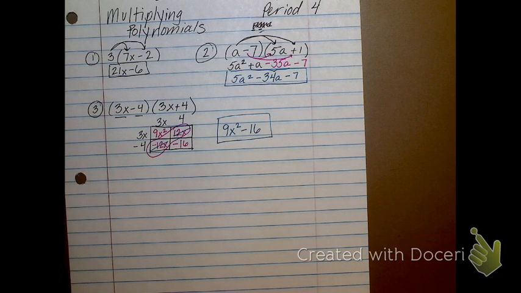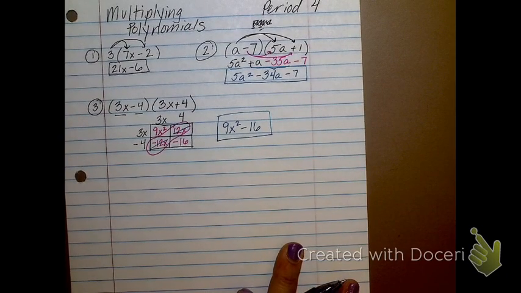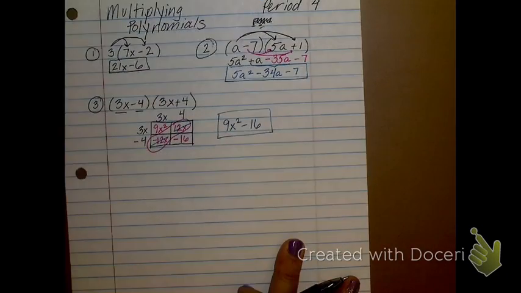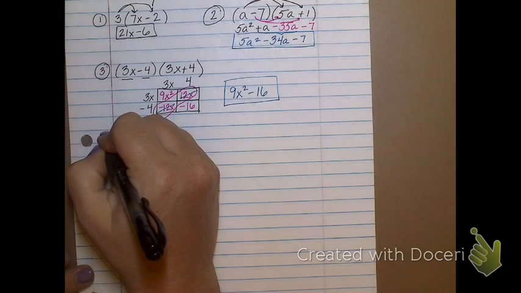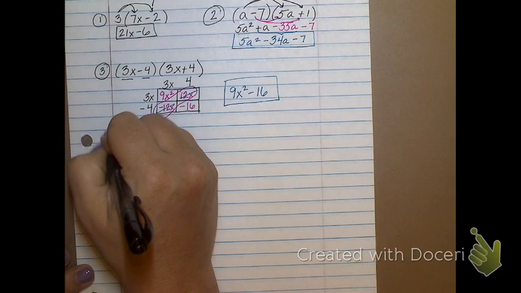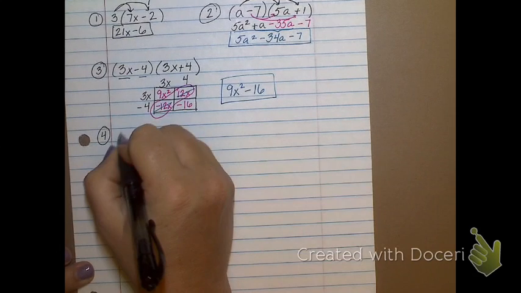Not too bad? Yeah. You like the distributive method better? I think I like the box method. Okay. Let's see. Next problem.